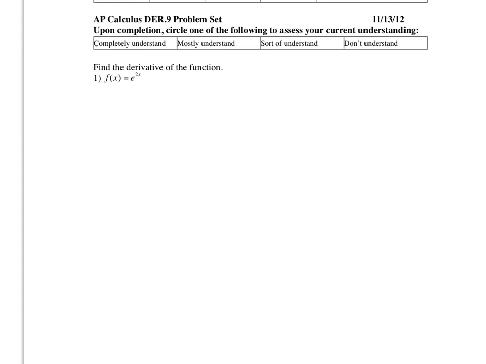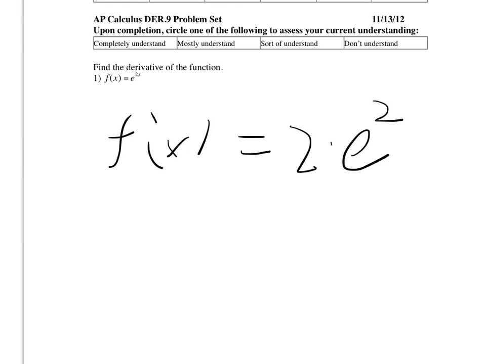Let's try to solve this question. Look at this function. We can use the chain rule because 2x is the exponent of e. So the answer: the derivative of f(x) is 2 times e^(2x). That is it.